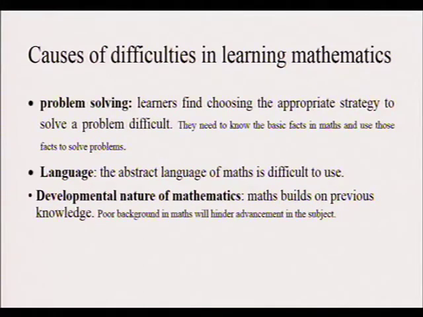There are some of the key words that learners must know. What is a sum? If the question asks you to find the sum, the total, the difference, the quotient, how much more, how much less, those keywords, we must know them, and we should teach them to our learners as well. Another problem is the language. The abstract language of mathematics is sometimes difficult to use. If I just come into the class and say prime factorization, today we are going to do prime factorization, what is it I'm talking about?